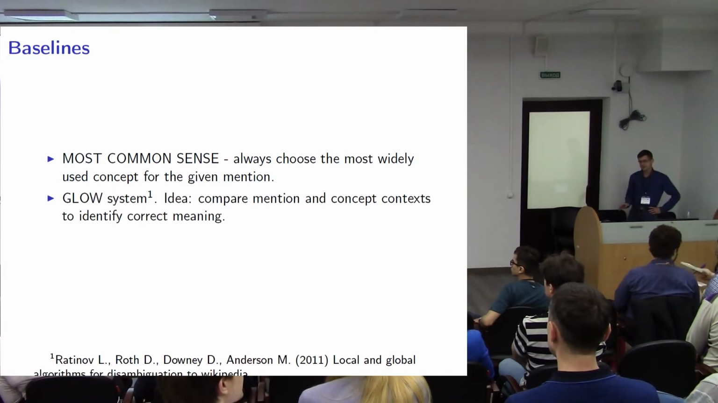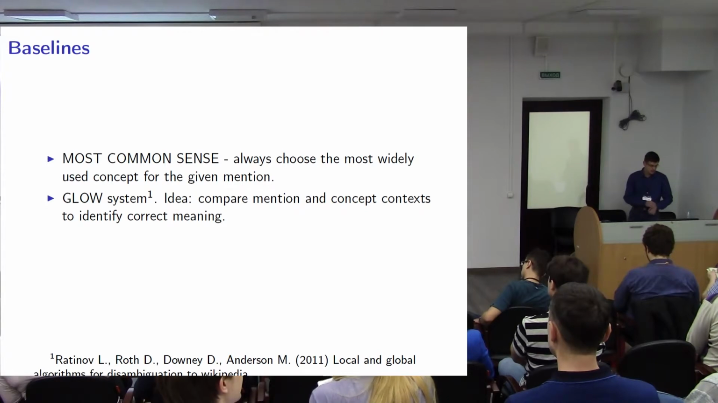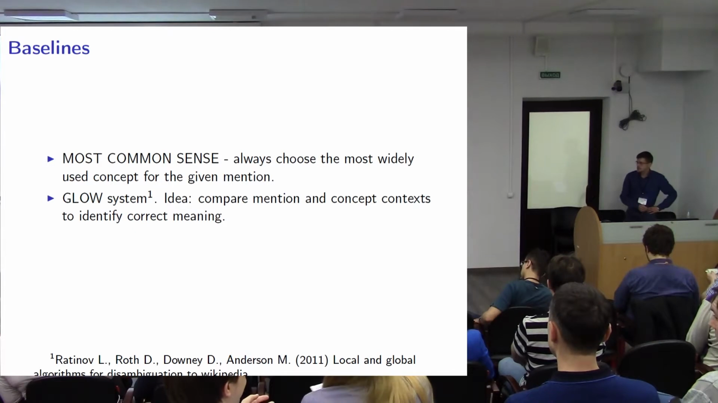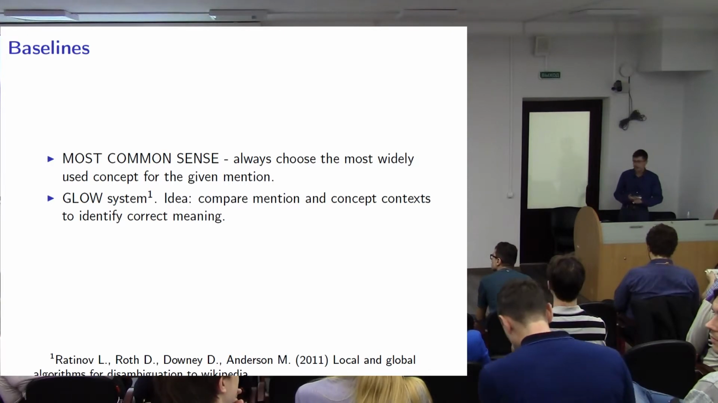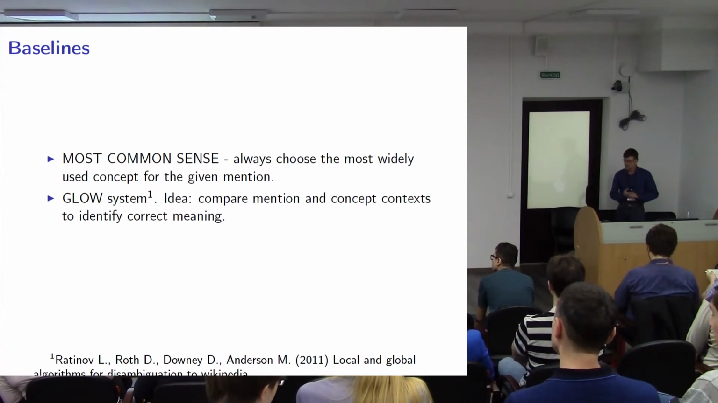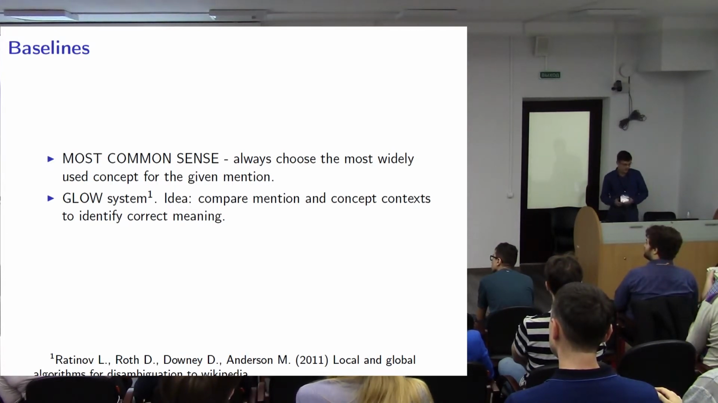But there are, of course, several approaches, and one of the most popular, which produces quite good results, is the GLOW system, which is presented in the paper on local and global algorithms for disambiguation to Wikipedia. It's at the bottom of the slide. So the idea is to look at the mention and to analyze different kinds of context of this mention, and do the same for possible meanings, and then to compare different contexts. Thus, we would be able to select the correct meaning.